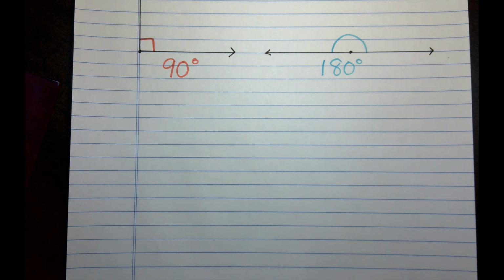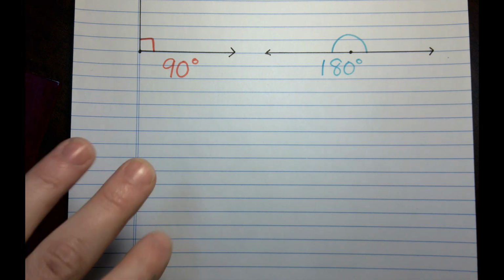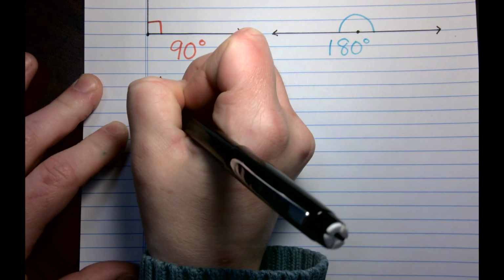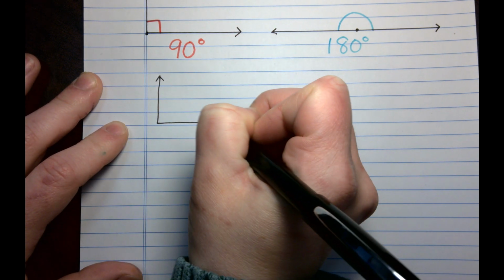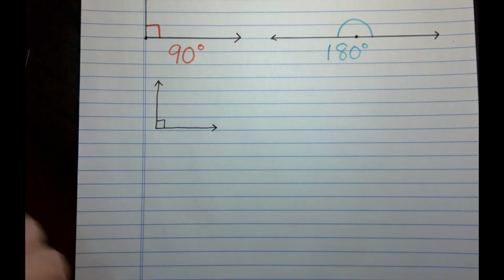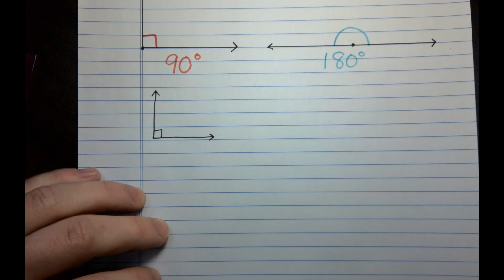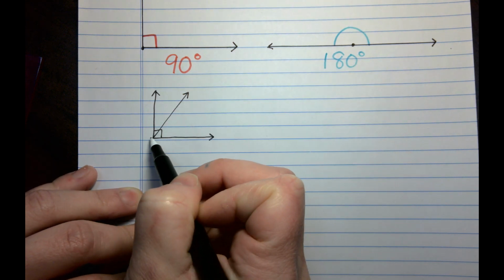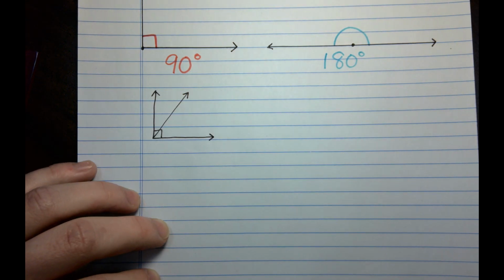So let's start by, I'm going to draw a rough 90-degree angle. I'm not going to get really exact with it. It has to have the box to show it's 90. And I'm going to put another ray coming out somewhere in the middle.